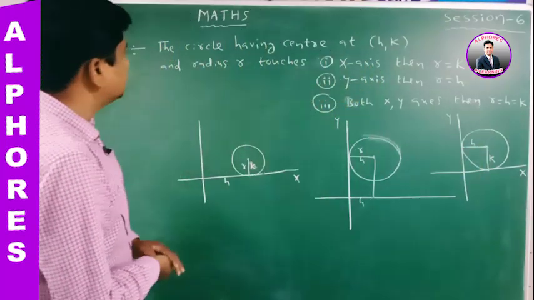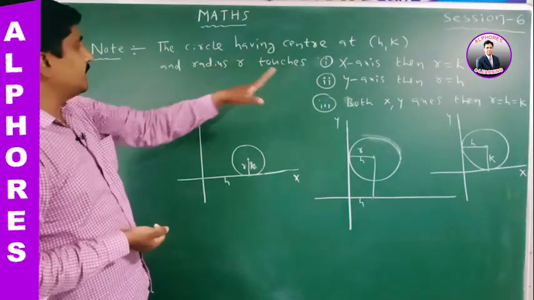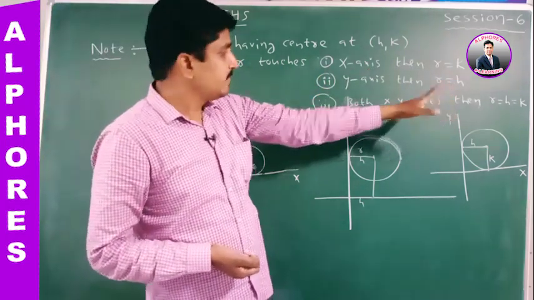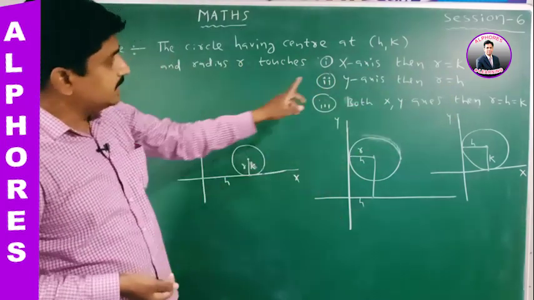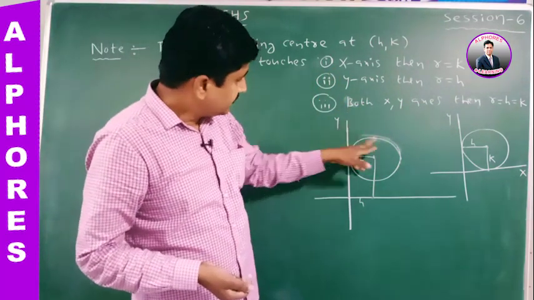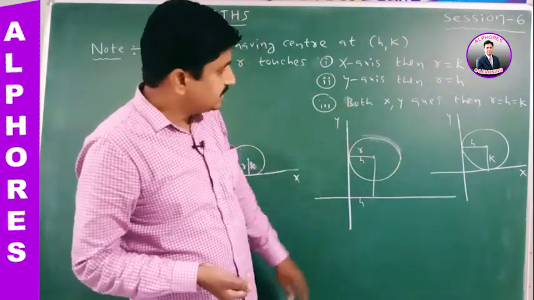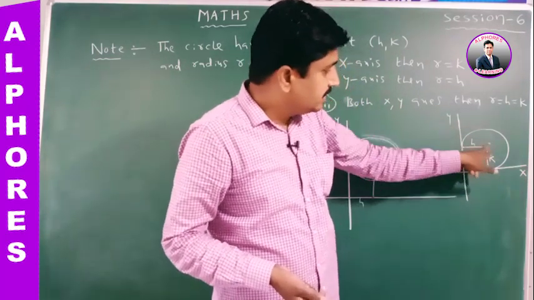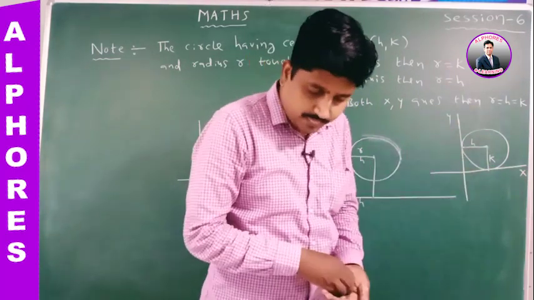Observe here, the circle having center (h, k) and radius r touches the x-axis, then r equals k. The circle touches the y-axis, then r equals h. The circle touches both the x-axis and y-axis, then r equals h equals k. Okay.